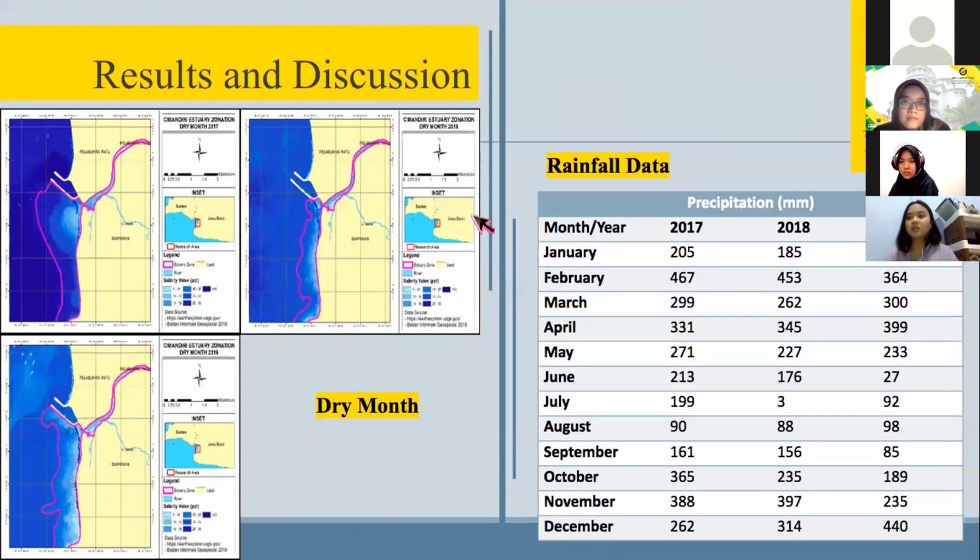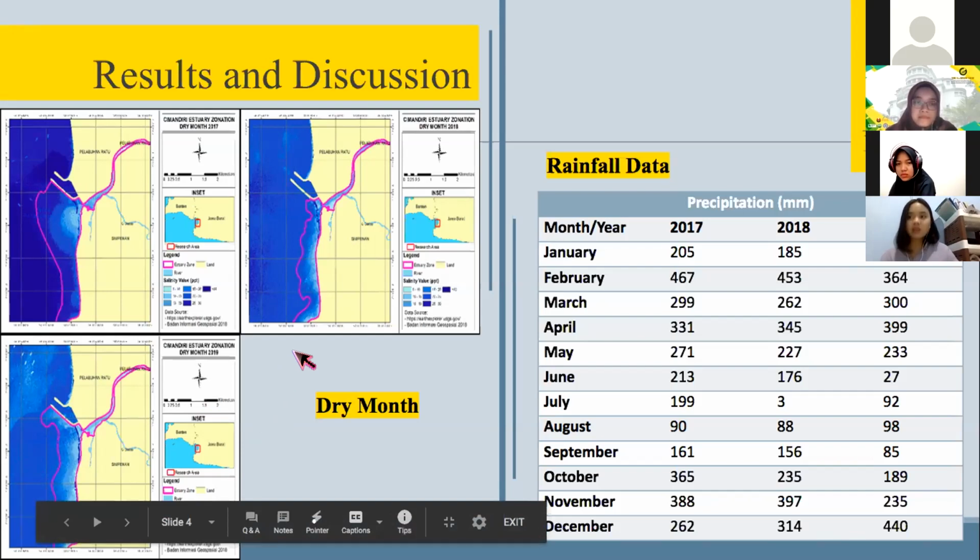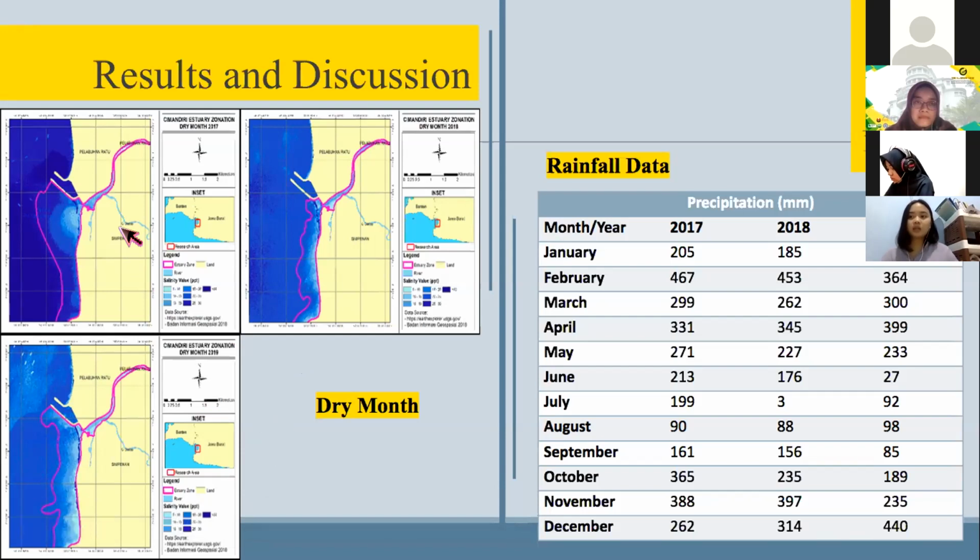In dry months, the estuary area is 4.34 kilometers square in 2017, 2.04 kilometers square in 2018, and 3.85 kilometers square in 2019. The largest estuary area in the dry month is in 2017, where the area reaches 4.34 kilometers square, while the smallest estuary area in dry month is in 2018, where the area is 2.04 kilometers square.